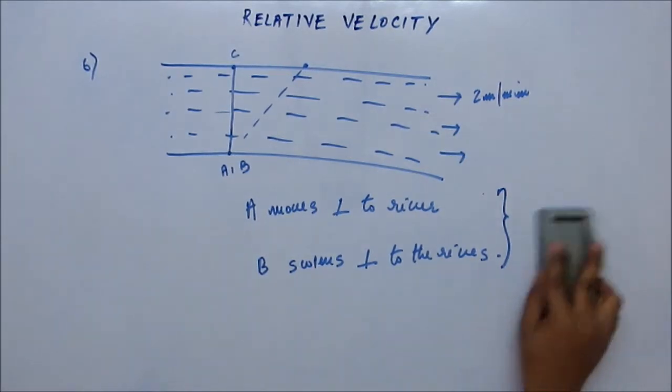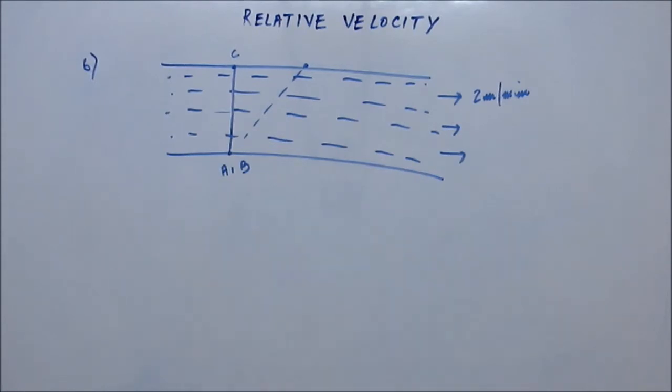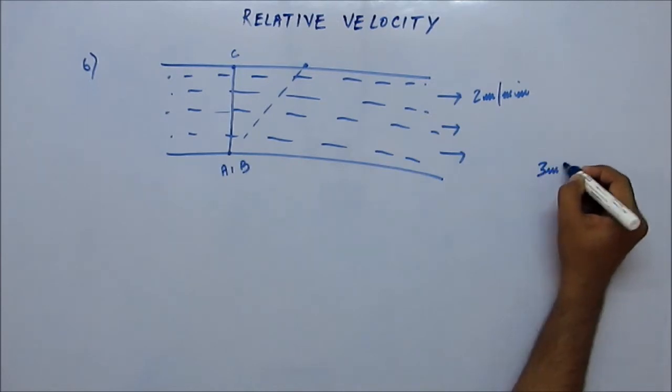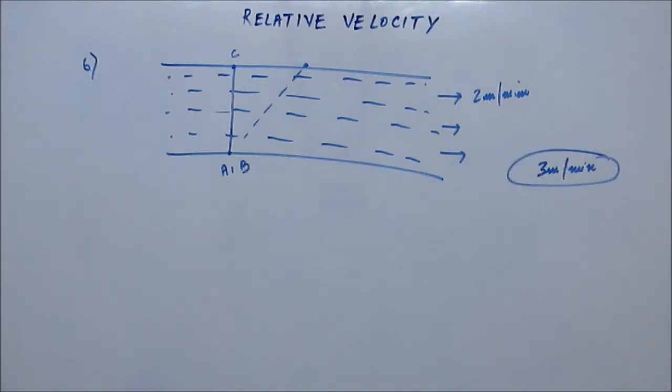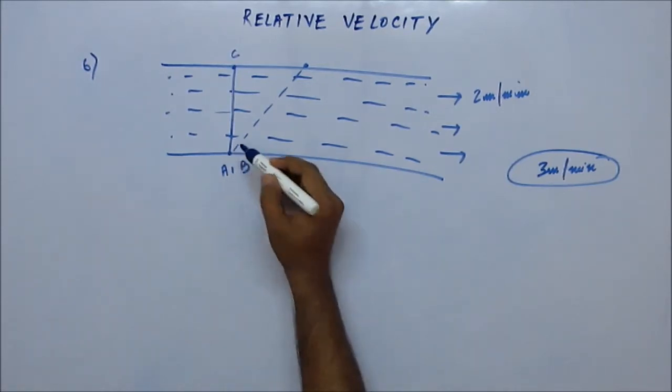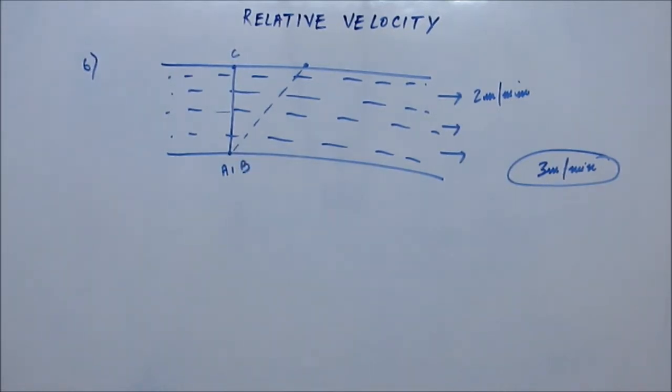Okay, let's solve this. The answer, by the way, would be 3 meter per minute. So if you have got the right answer, you can skip the discussion and go to the next problem. The answer would be 3 meter per minute. Congratulations to all of you who have got your answer right. You are really learning relative velocity well.